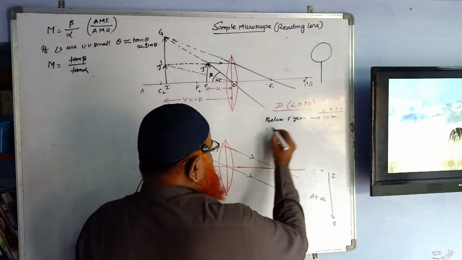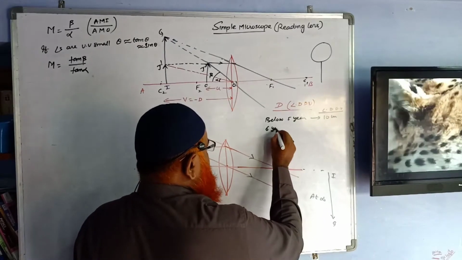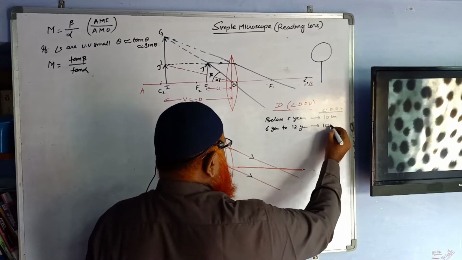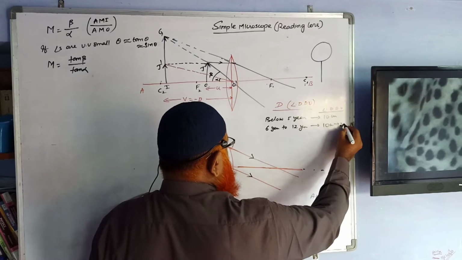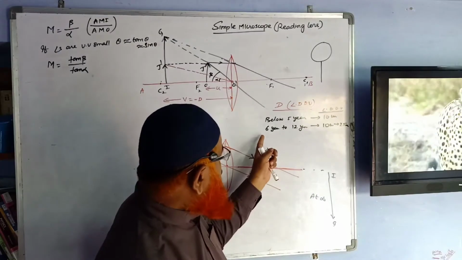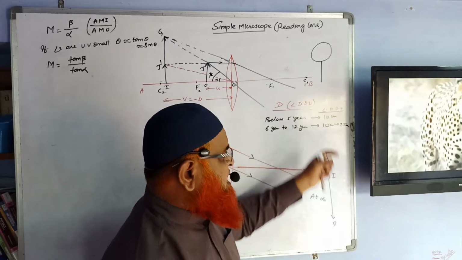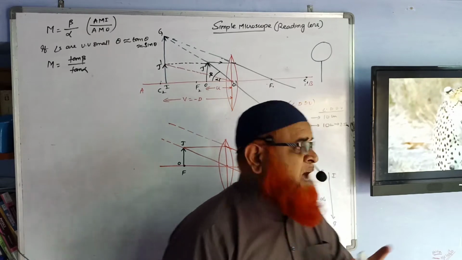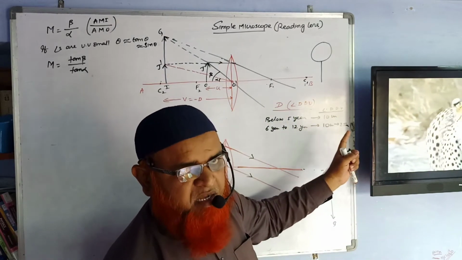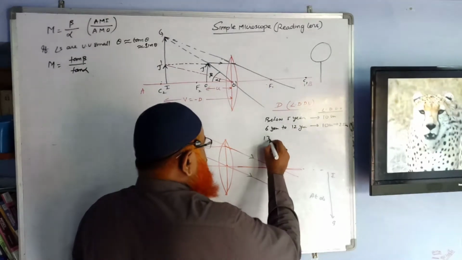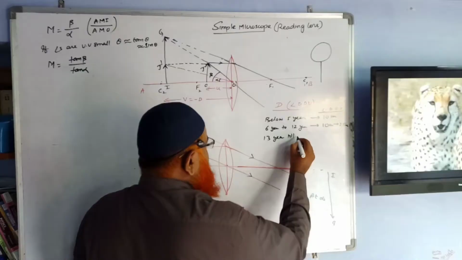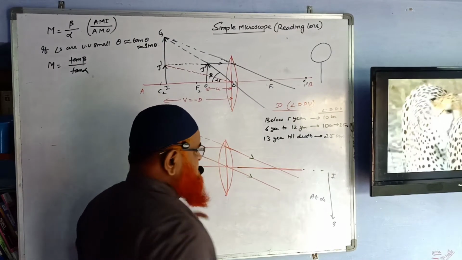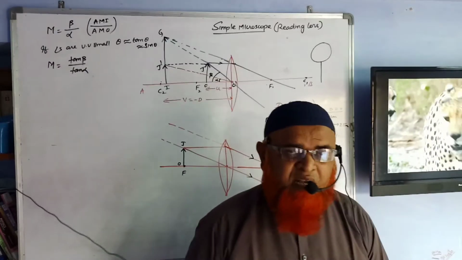But if a boy grows from 6 years to 12 years, his least distance of distinct vision varies from 10 centimeters to 25 centimeters. As he grows, it slowly increases from 10 centimeters and progresses up to 25 centimeters. Then from 13 years till death, his least distance of distinct vision is always constant, that is 25 centimeters.